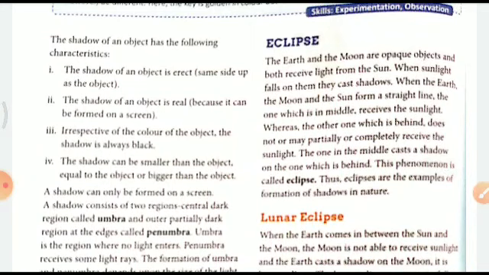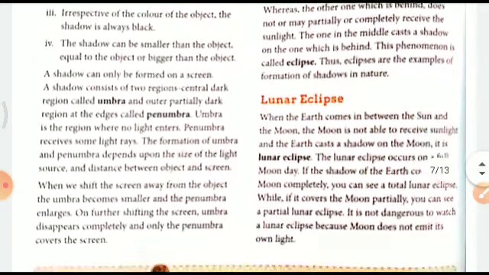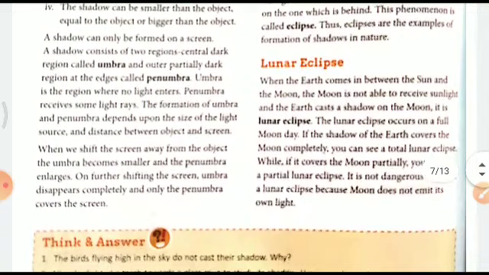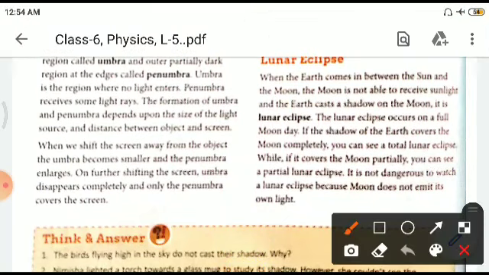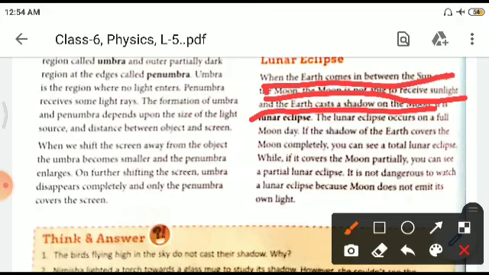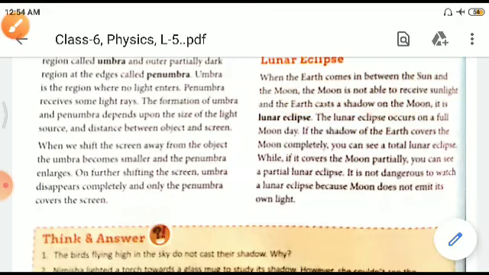Now next we see what is lunar eclipse. First, when earth comes in between the sun and the moon, see, this is what you need to know, that it is the earth which comes in between the sun and the moon, right? And the earth casts its shadow on the moon, then it is called lunar eclipse, right? It occurs on a full moon day. If the shadow of the earth covers the moon completely, you can see a total lunar eclipse. When it covers the moon partially, you can see a partial lunar eclipse.